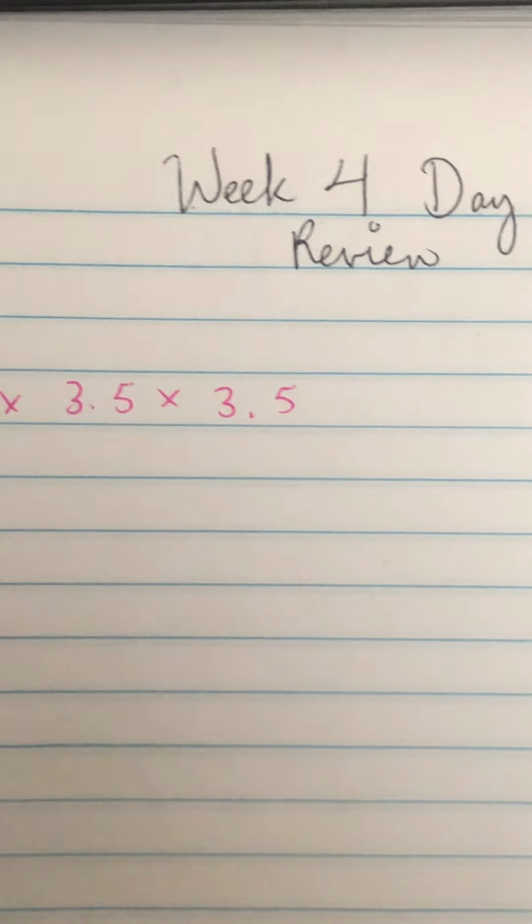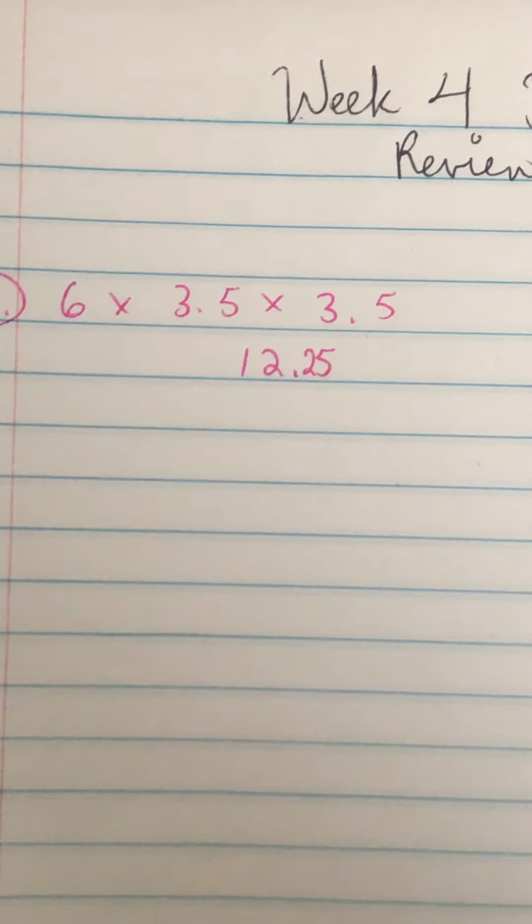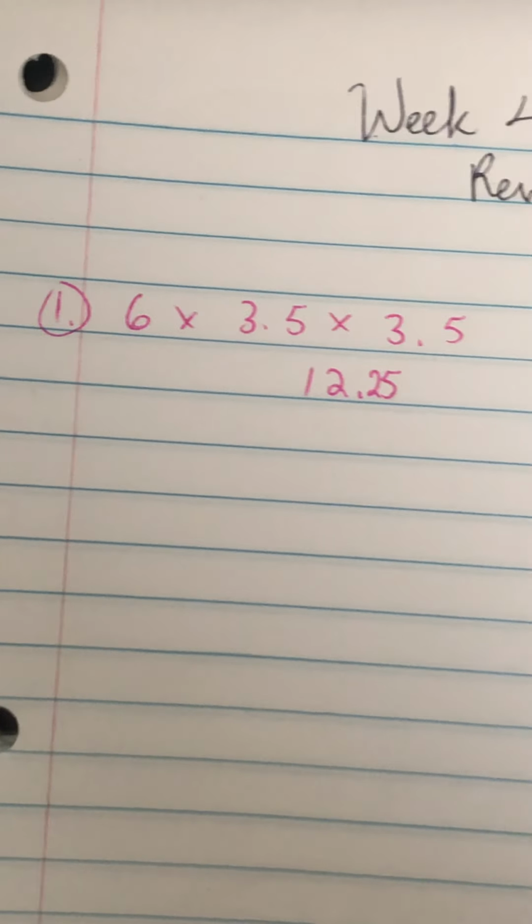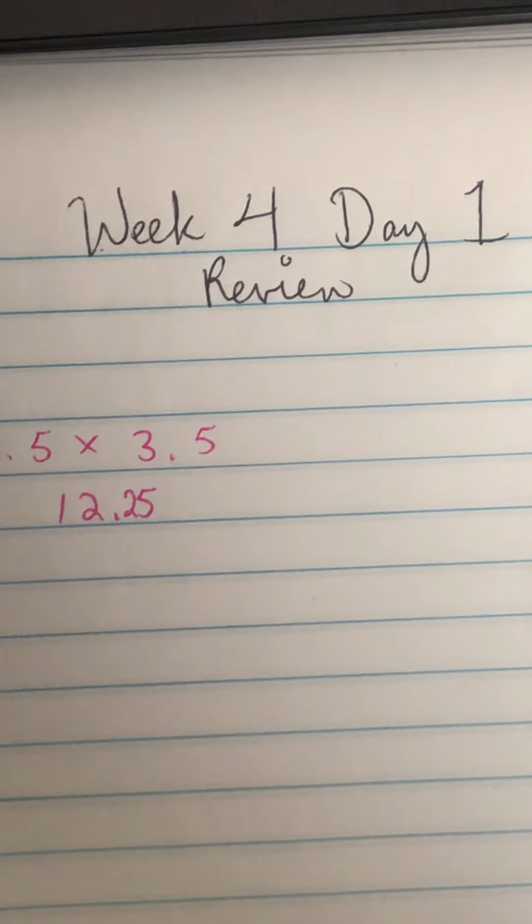When we do 3.5 times 3.5, we get 12.25. And then we take 12.25 and multiply it by 6, because that's how many sides the cube has. We get 73 and 5/10, and that's going to be B. Okay, so that's B.